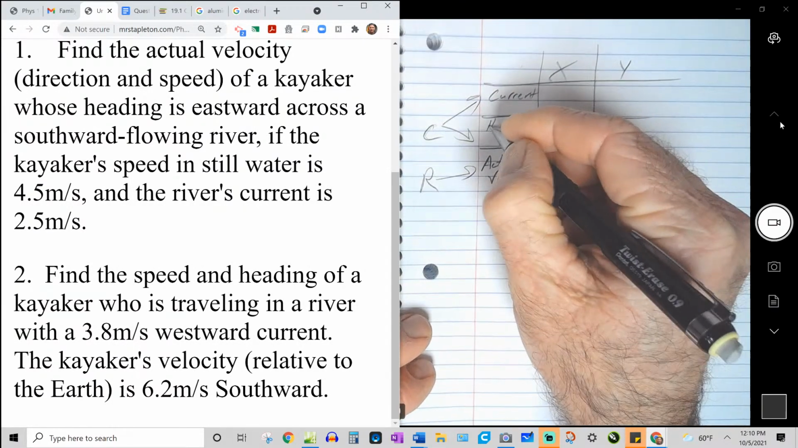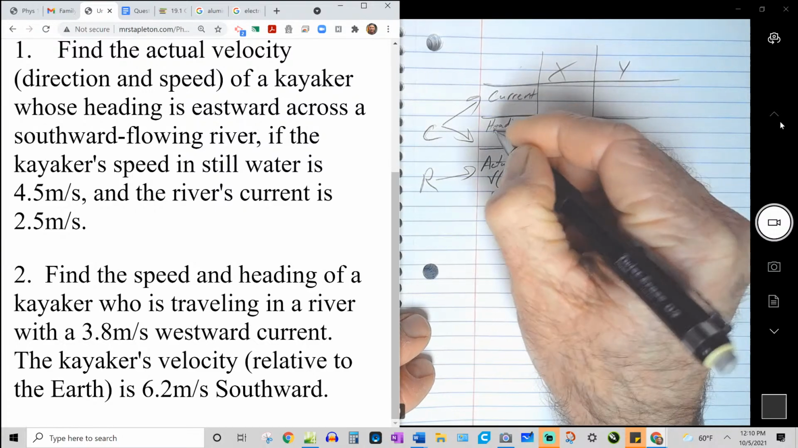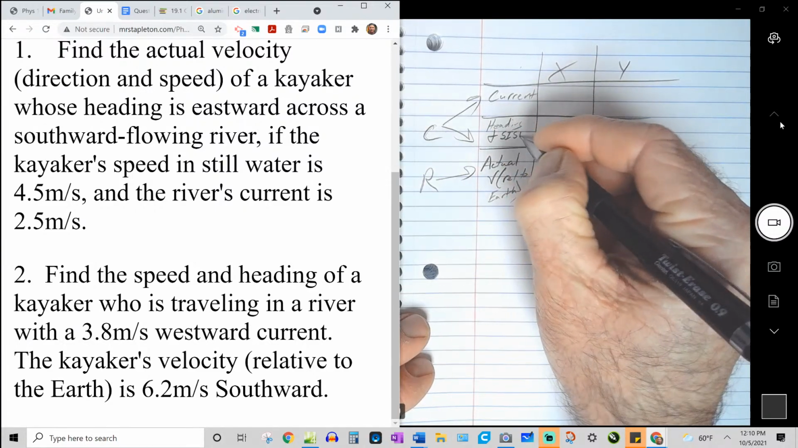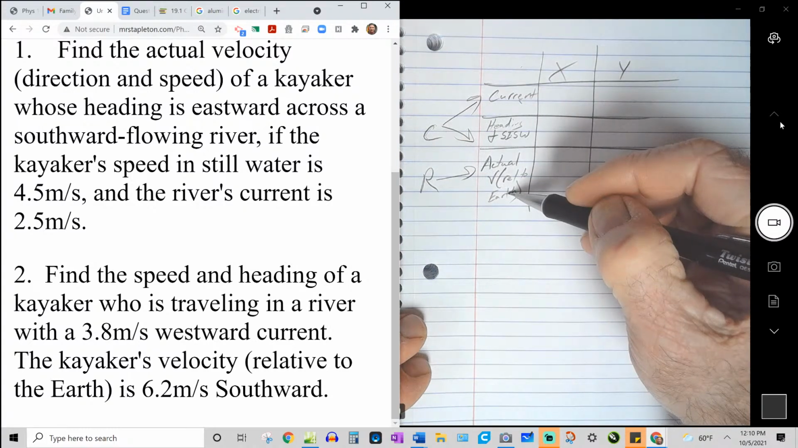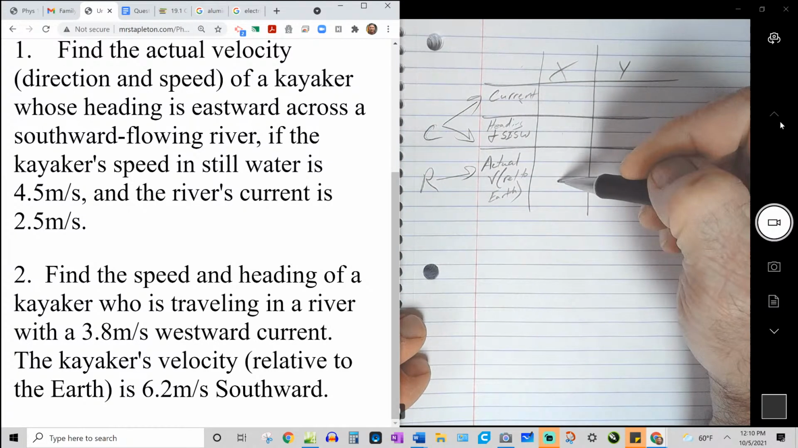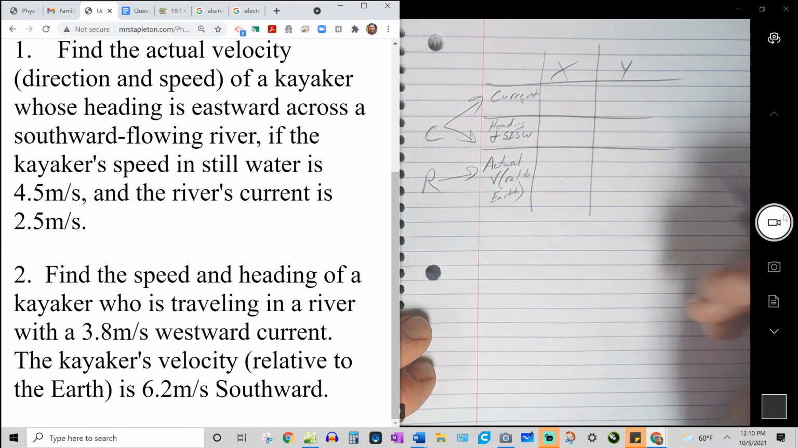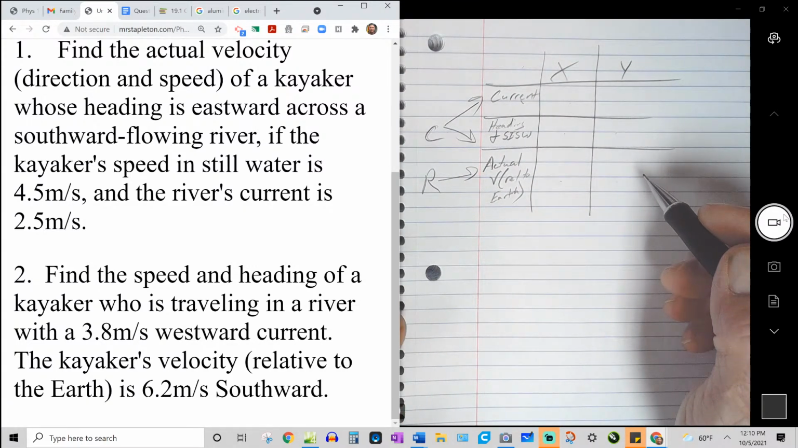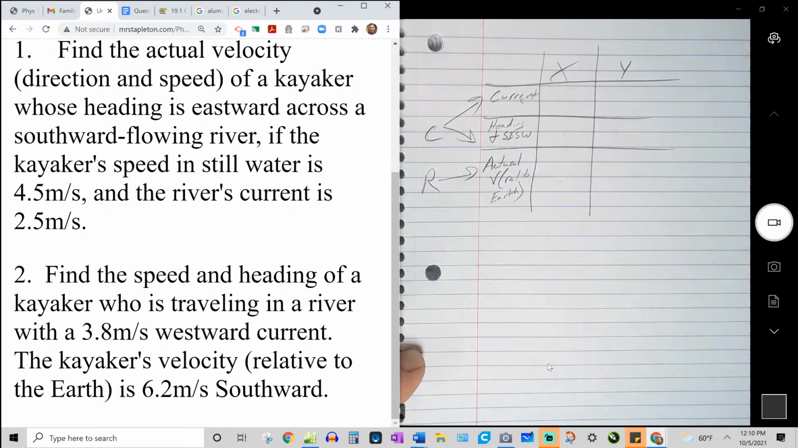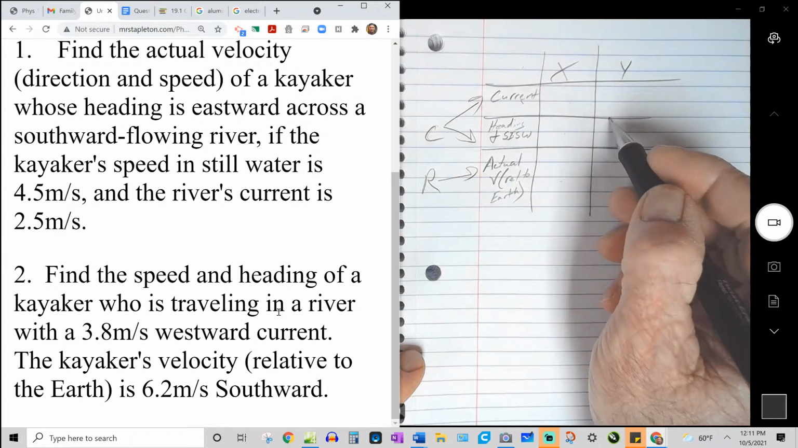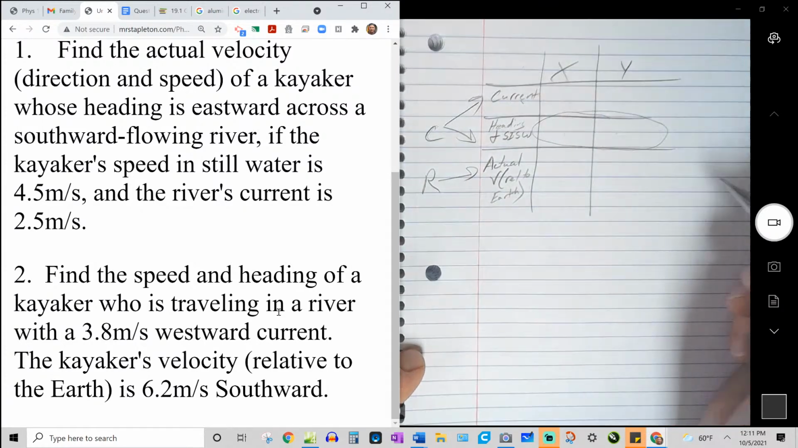So heading and speed in still water. So these two are going to add up to that. These two x components are going to add up to this x. These two y components are going to add up to that. This is an orthogonal problem, so again, this is easy. So I'm reading the problem, looking for speed and heading. So I'm not going to have these. These are what I'm trying to find.